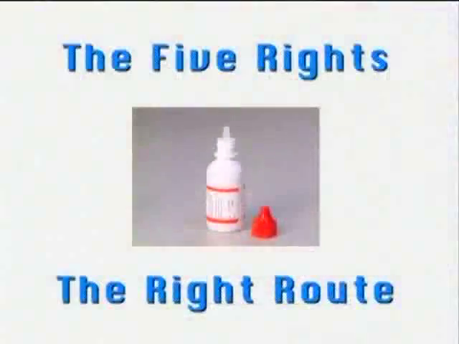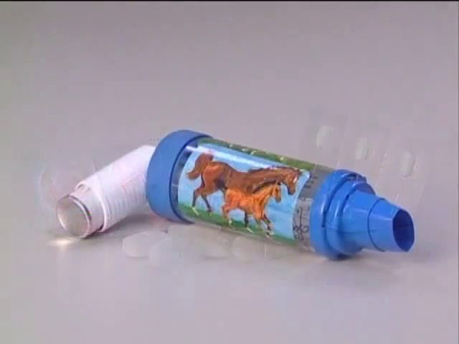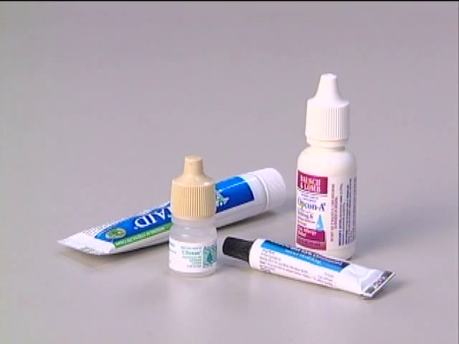The fifth right is the right route. This is the method by which the medication is to be taken, whether oral, inhaled, or topical. Again, the authorization, medication log, and pharmacy label will tell you the correct route for the medication. If you have any questions or if anything is not clear, contact your school nurse, child care health consultant, or parents.